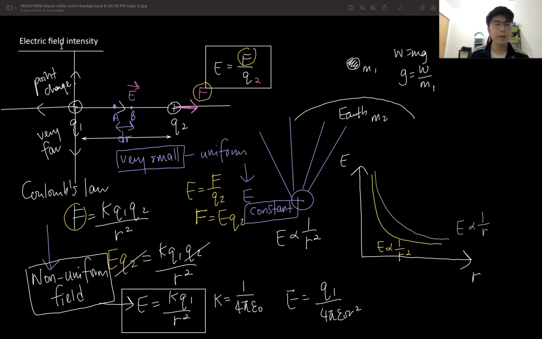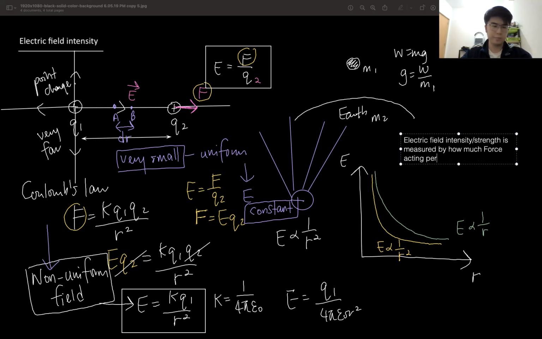Okay, now electric field, we have looked at the definition and Coulomb's law also. What about electric field intensity? I will write it here. Electric field intensity or strength is measured by how much force acting per unit charge.